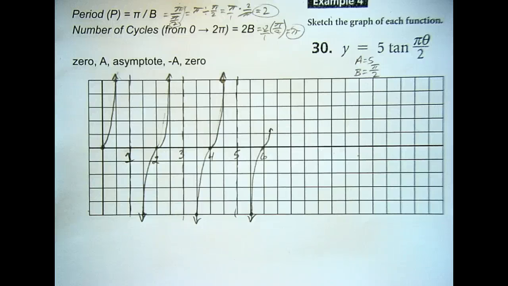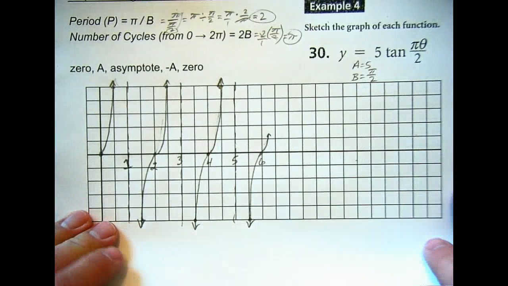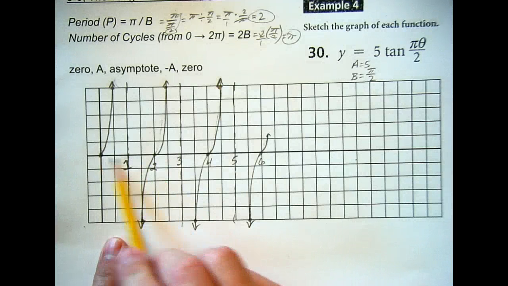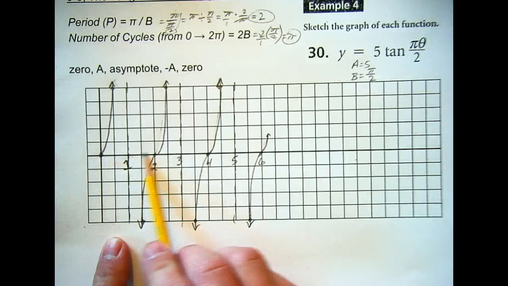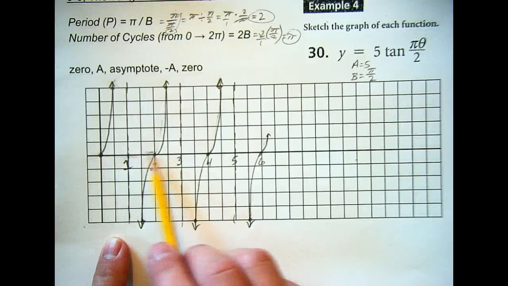Okay, how many have it? Very good. Any questions? How did we figure out that one increment or one length is 1? Well, we know the period is 2. So here's a period right here. And then half of 2 is 1. Period is what again? Okay, period is 2. Half of that is 1.